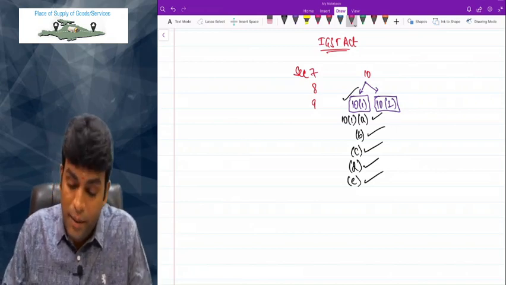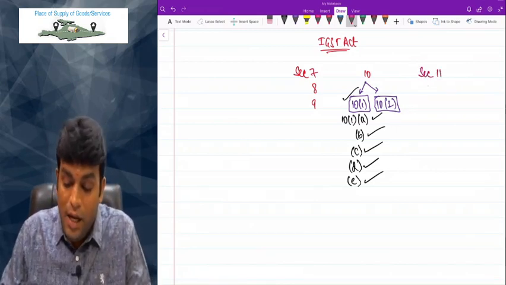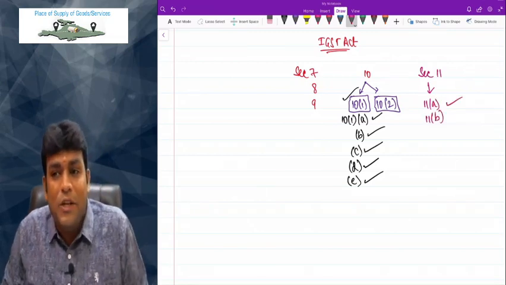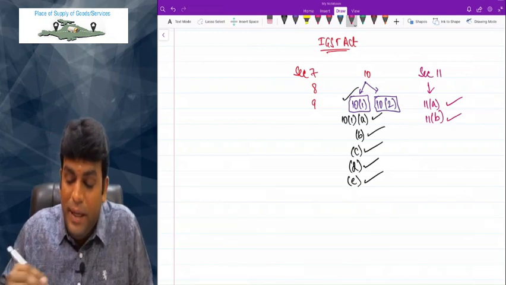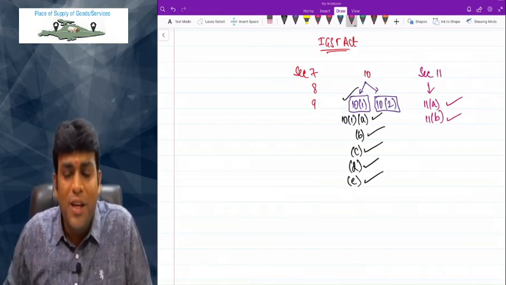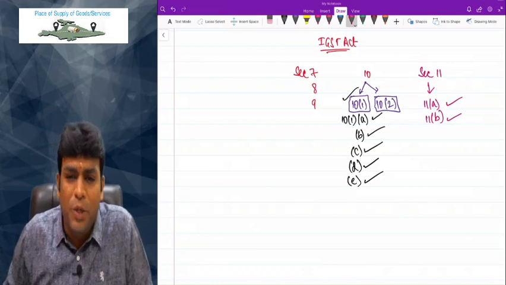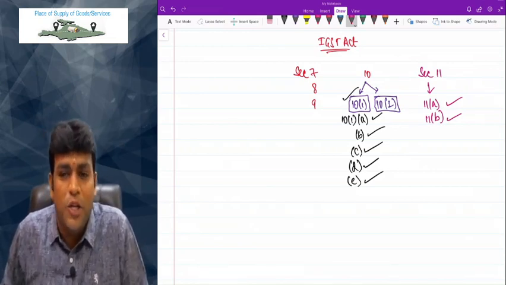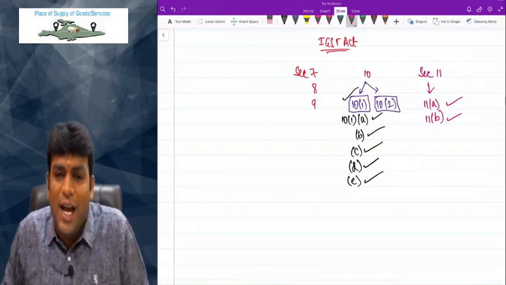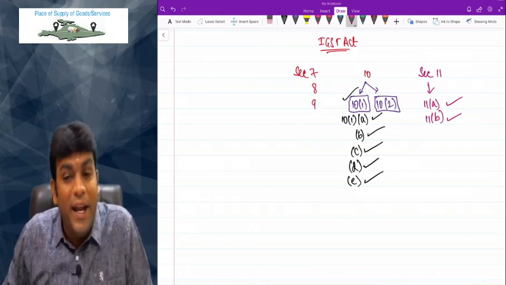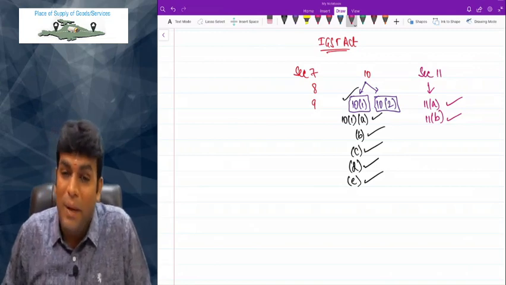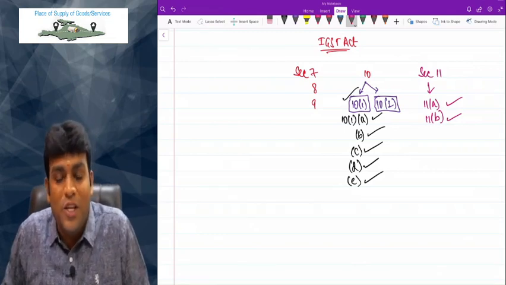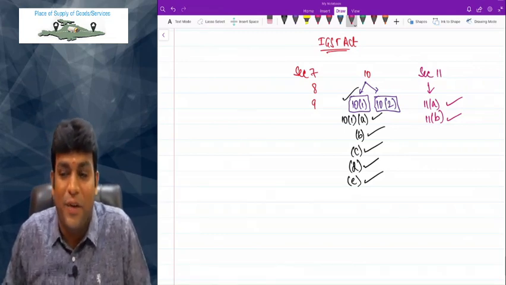Clear? Come on, next. Tell me, guys, what is the answer for section 11, sir? 11 is divided into 11a and 11b. 11a talks about place of supply in case of imports. 11b talks about place of supply in case of exports. For imports, the answer is location of importer. And for exports, the answer is straight away location outside India. That is the answer, my dear friends.